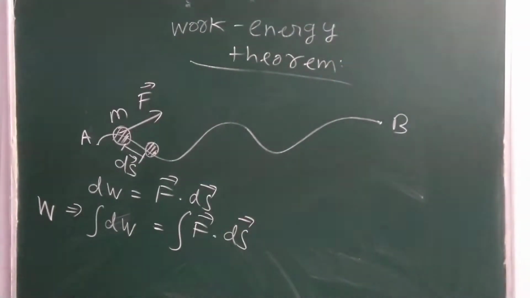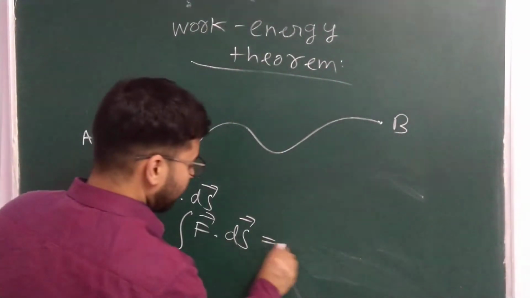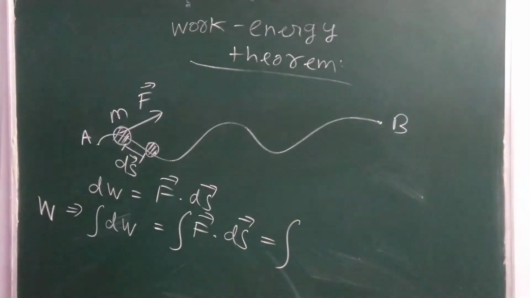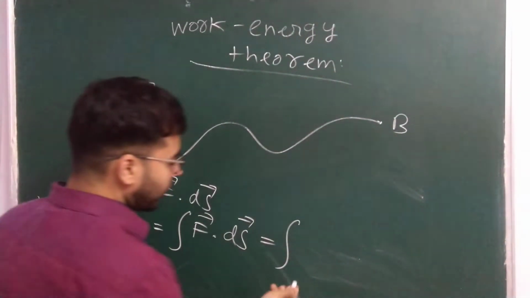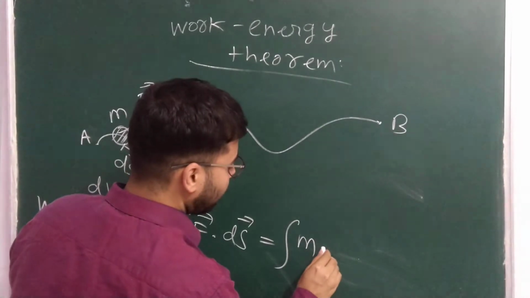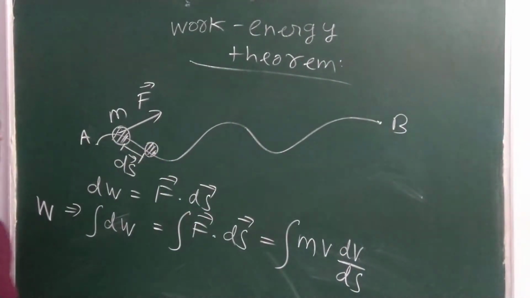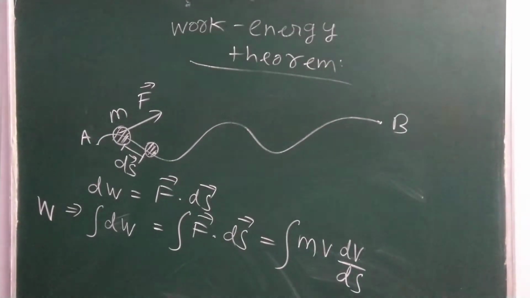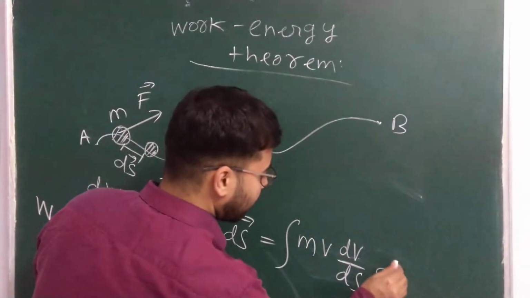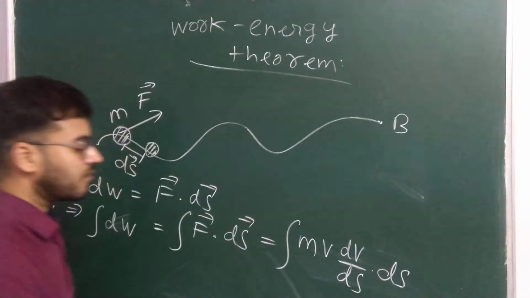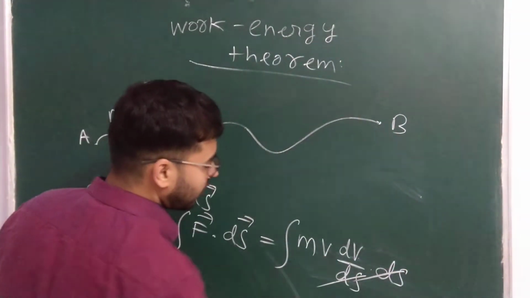Alright. Now, what we could do here is you can take the force as m dv by dt, or you could also take it as m v dv upon ds. Okay, you can also take it like m v dv divided by ds. That times ds. Okay, that dotted with ds gets cancelled.